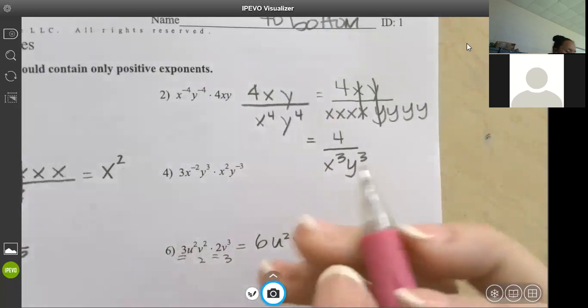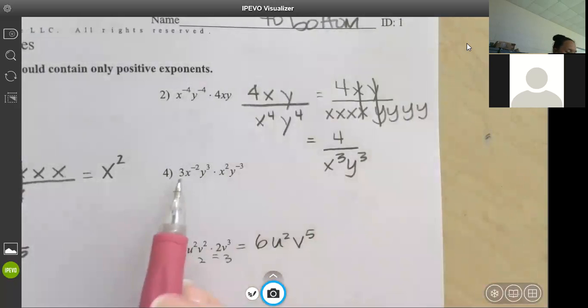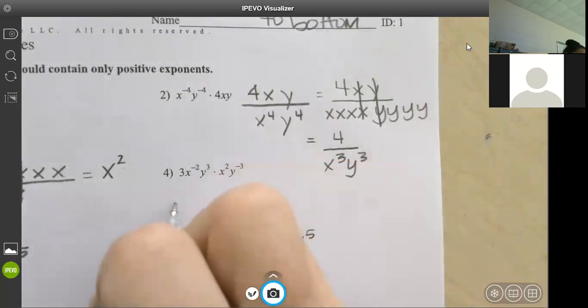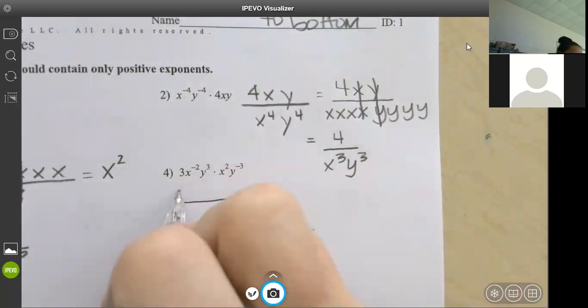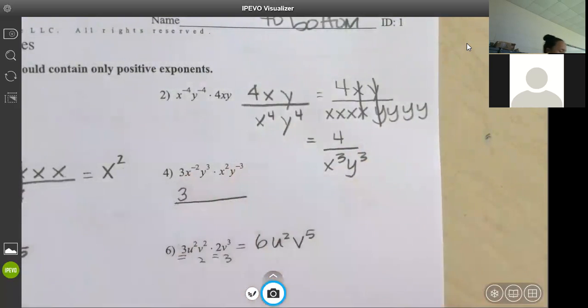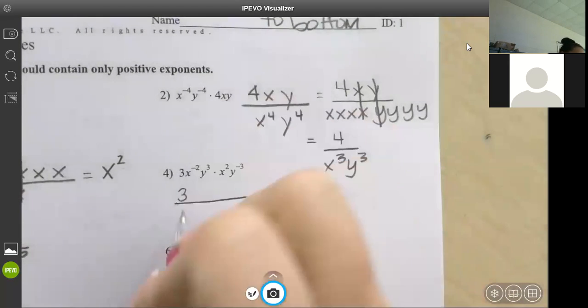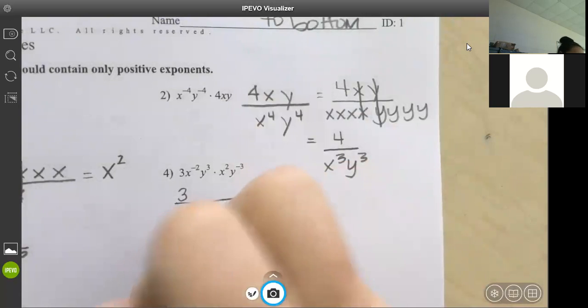All right, look at number 4. We're just going to go across and move what we need to. So I'm going to go ahead and make a big divide bar. The 3 stays on the top because it's positive. It doesn't have a power, so it just stays. Your numbers are typically going to stay. This x to the -2, we're going to move to the bottom and make it a +2.